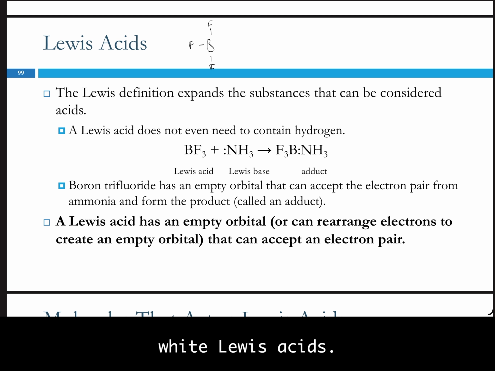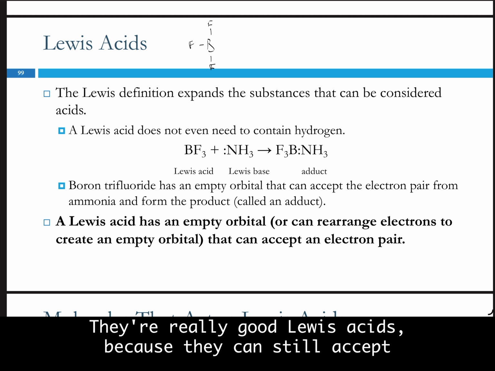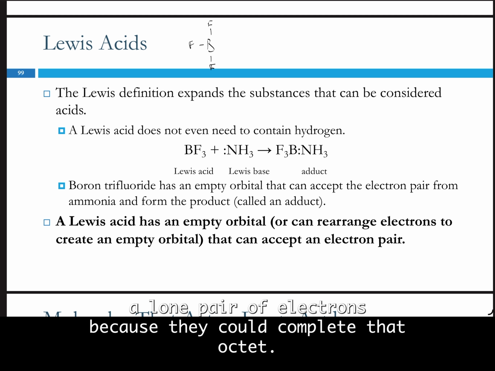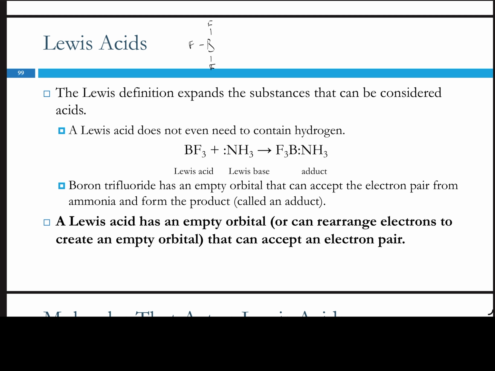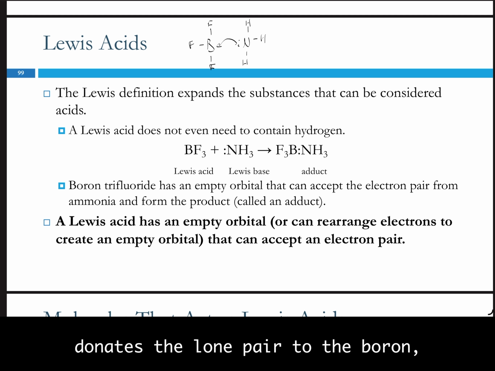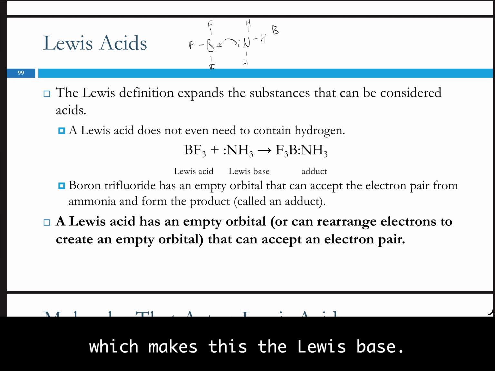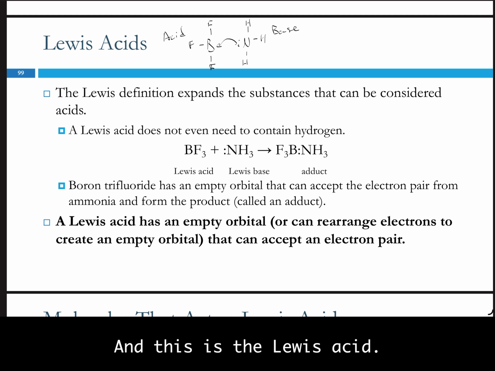Wait, Lewis acids. See, even I got it backwards. They're really good Lewis acids because they can still accept a lone pair of electrons because they could complete that octet, but they don't have to. So my NH3, which has a lone pair, donates the lone pair to the boron, which makes this the Lewis base, and this is the Lewis acid.